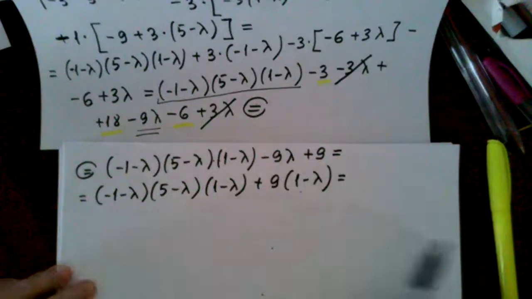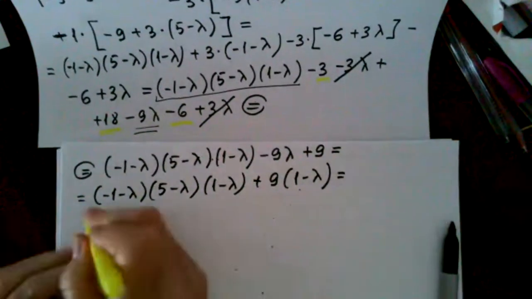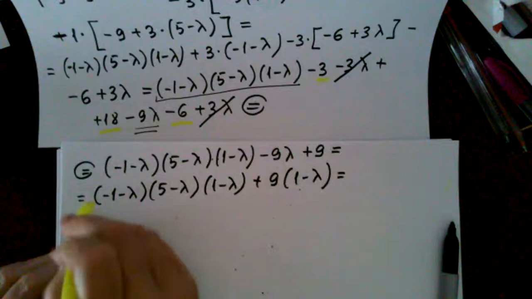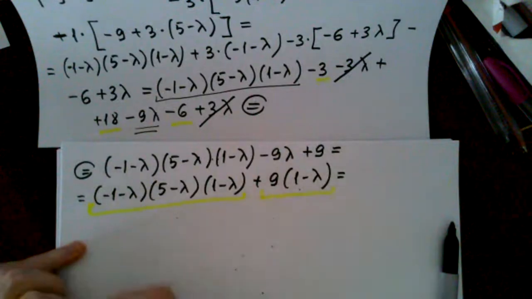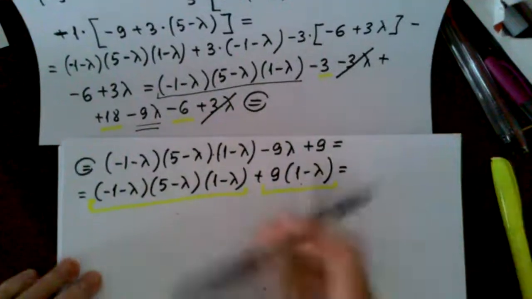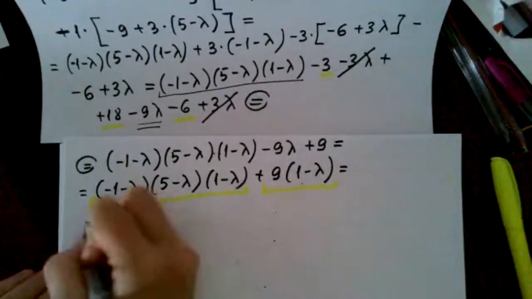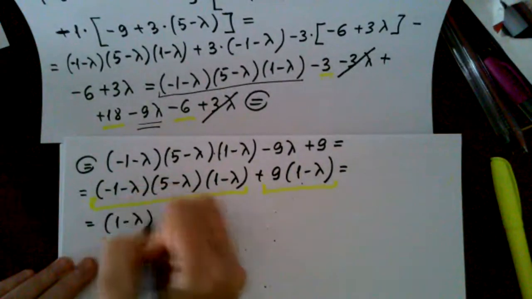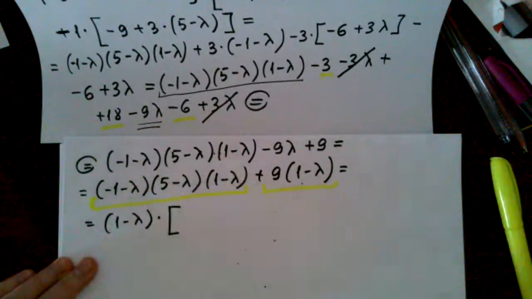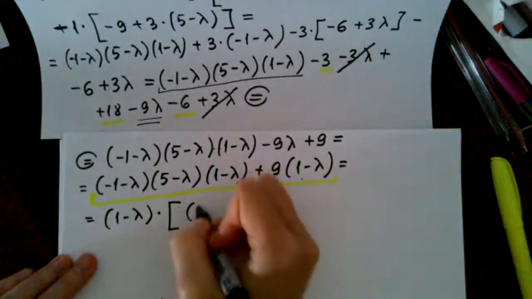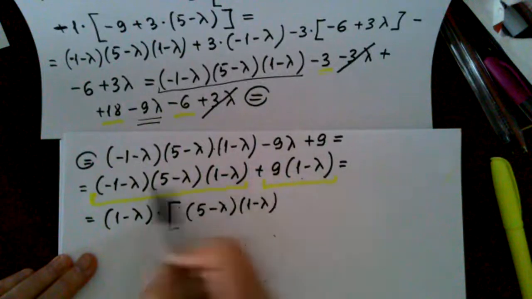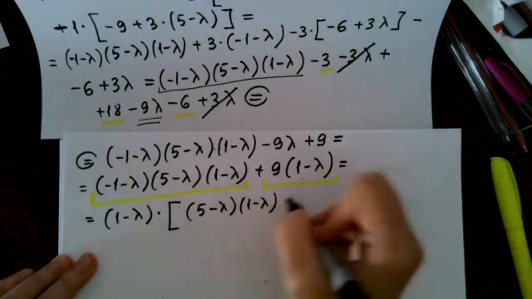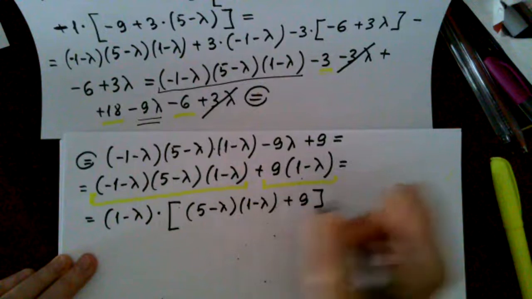And after that, you can view this expression as consisting of two terms. This is the first term, our horrible long term, and this is our second term. And they do have a common factor. They have this expression 1 minus lambda, which can be pulled out. And now I'm writing these brackets, my favorite brackets, again. So 5 minus lambda, 1 minus lambda is what's left of the first term after pulling out, and plus 9. And it was all equal to 0.